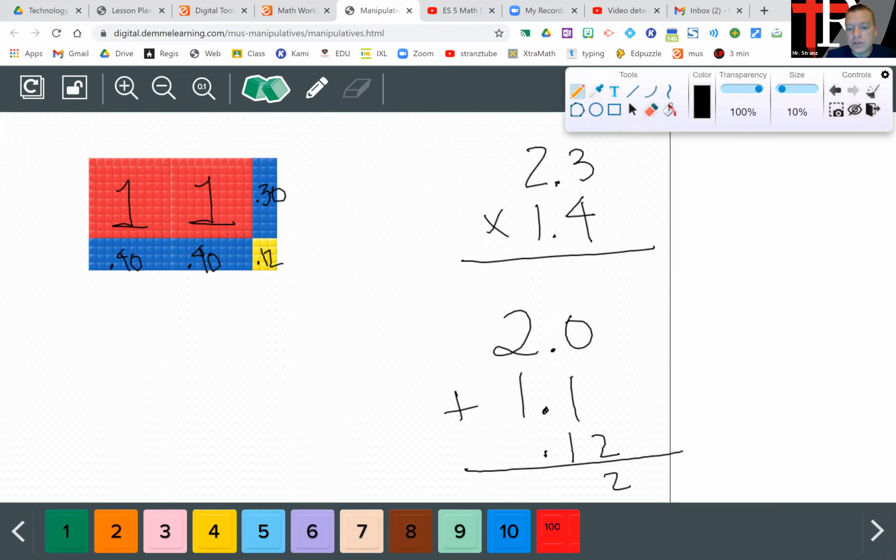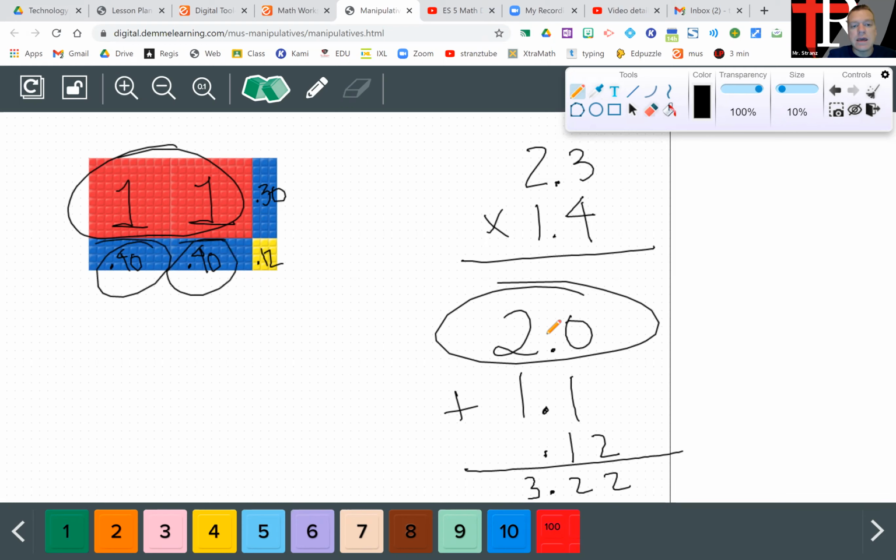We get 2, 2, and 3. So our answer for this is 3.22. Okay, remember these are wholes, so there's our 2 right there. We got 40 and 40, which is 80. 80 and 30 is going to be 110, which is the same as 1.1, which is right here. And then the last little yellow part we have there is 0.12, which is right here. We add those together and we get 3.22.